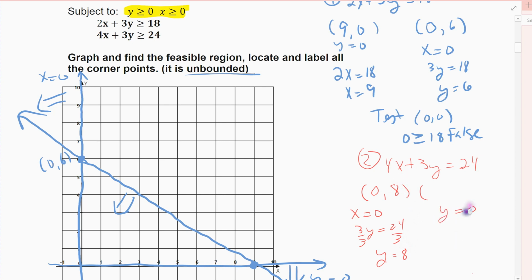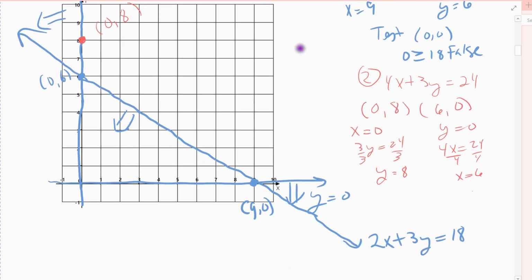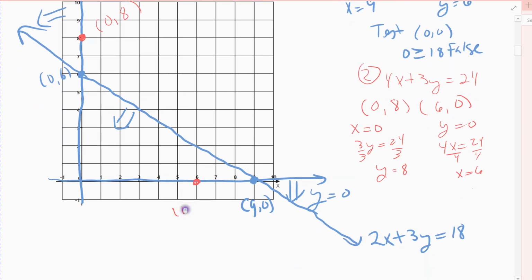Now y equals 0. So I get 4x equals 24, divided by 4, x equals 6. So (6, 0). So (0, 8) and (6, 0), and I'll test it after I graph it. (0, 8) puts me here. That's my (0, 8) point. And then my (6, 0). Again, trying to graph as straight as I can. Oh my gosh, that one went really wonky. So that's the line. Hopefully you guys have straight edges.